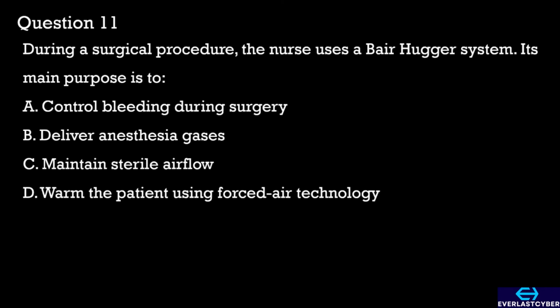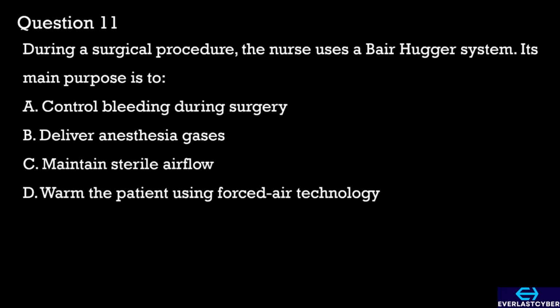In option A, controlling bleeding during surgery is achieved with instruments like the hemostats, not a warming system. In option B, delivering anesthesia gases is done by anesthesia machines. In option C, maintaining a sterile airflow is achieved by laminar airflow systems in the operating room.